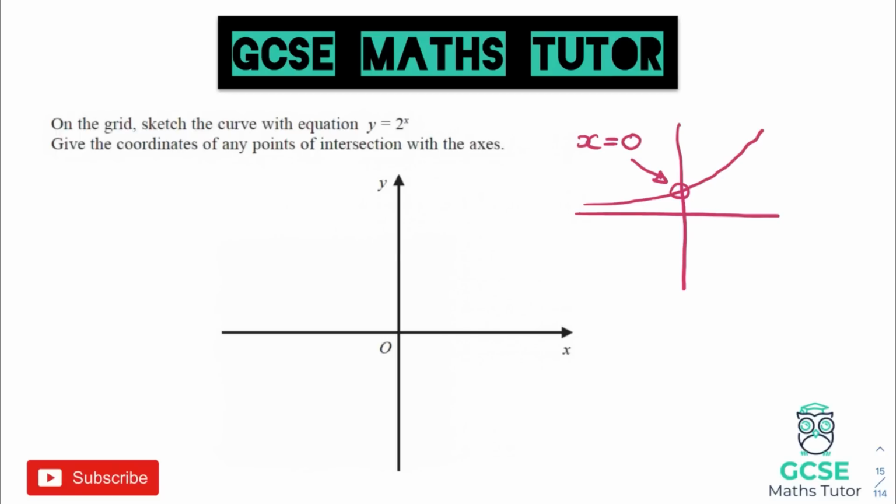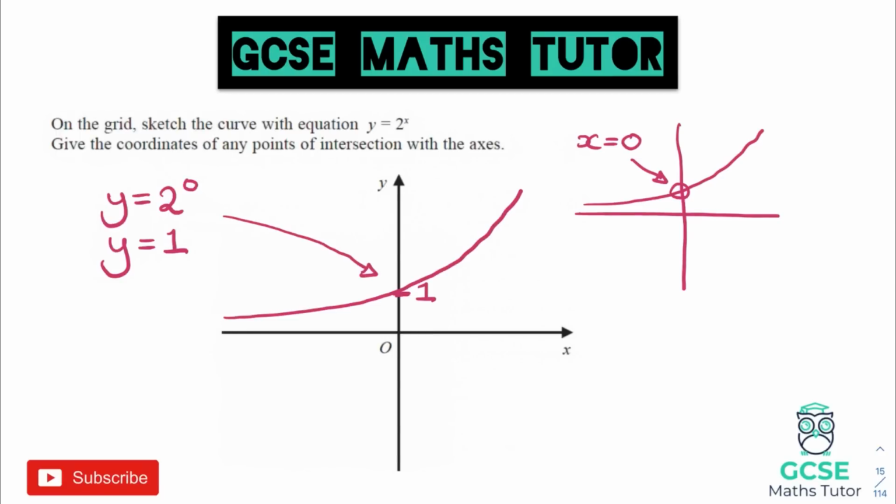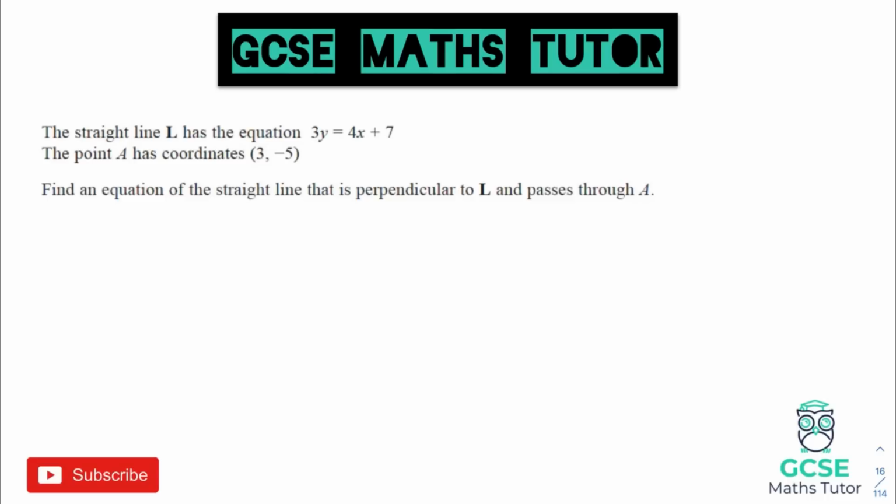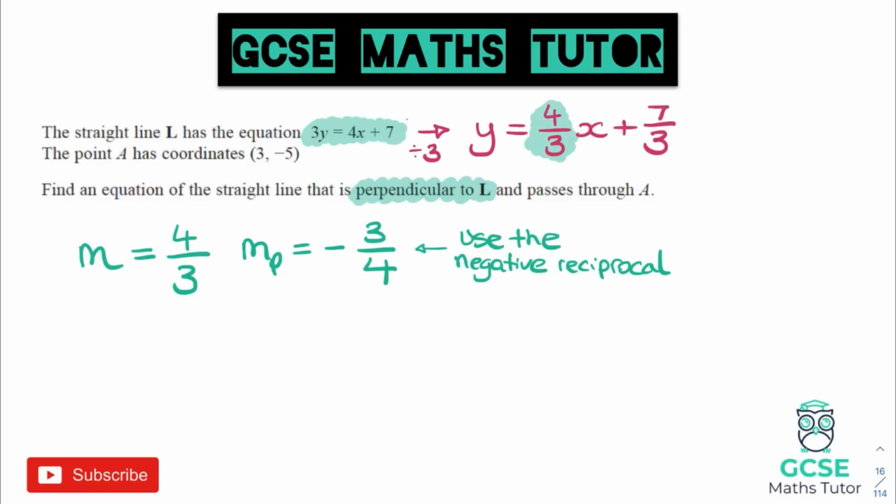If you have to draw an exponential graph, you need to know obviously what it looks like, but to find that coordinate where it passes through the y-axis, just put that power or that value of x as 0. If you have perpendicular lines, you need to know the negative reciprocal for your gradient. It may be that you have to rearrange the equation of the line before you can actually find that gradient. So here the gradient was 4/3 and the negative reciprocal is negative 3/4.